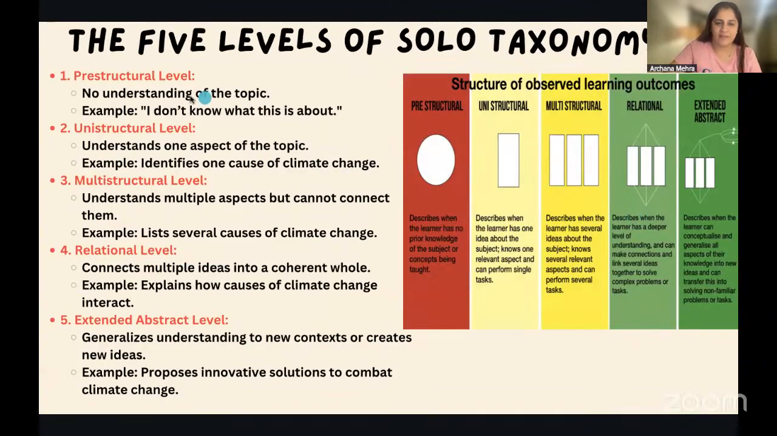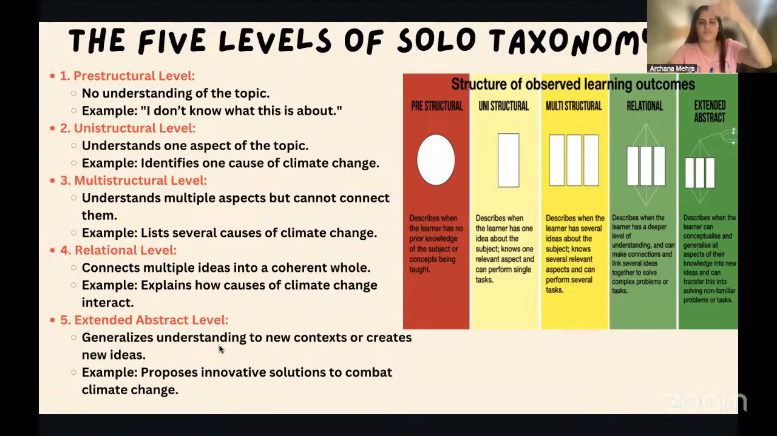So these are the 5 levels of SOLO taxonomy. It speaks about, as I said, initially no understanding about the topic. Then he understands one aspect about the topic. For example, if I take climate change, the child can identify one cause of climate change. Whereas at the multi-structural level, he can list down all the causes and effects of climate change. At the relational level, he will be able to explain the causes of climate change and its impact and interact with the real world. Whereas at extended abstract, he will be able to innovate solutions to solve climate change.